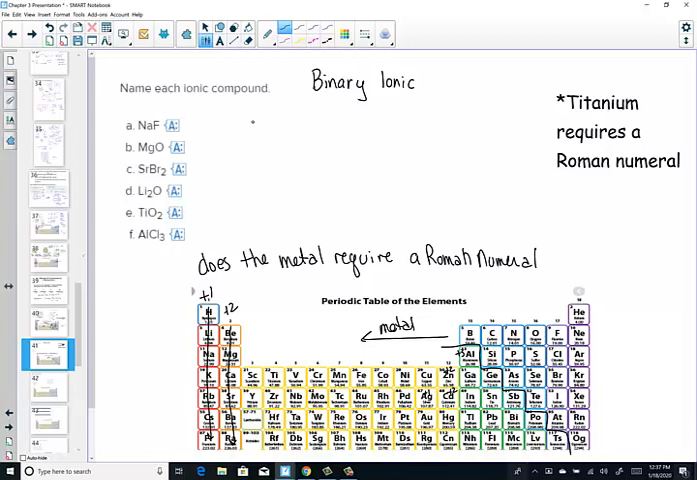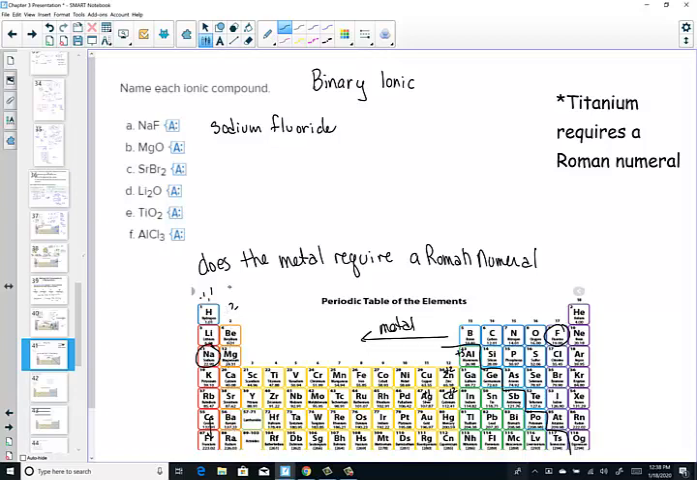All right, letter A, NaF. Na stands for the element sodium. So highlighted right here, sodium. Does sodium need a Roman numeral? And the answer is nope. It's in column 1. It has a fixed charge of +1. The element F stands for fluorine. We hear the ending change for the negatives: fluoride. Sodium fluoride, NaF.